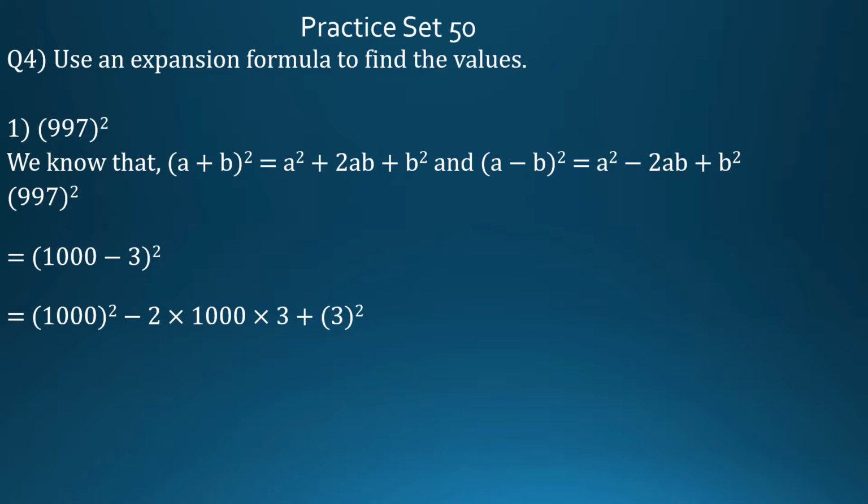Square of 1000 is 10 lakhs minus 2 into 3 is 6 into 1000 is 6000 plus 3 square is 9. So first let us subtract 6000 from 1000 and then we will add it with 9. So we get the answer as 9,94,009. So the square of 997 is 9,94,009. We have found out with the help of expansion formula.